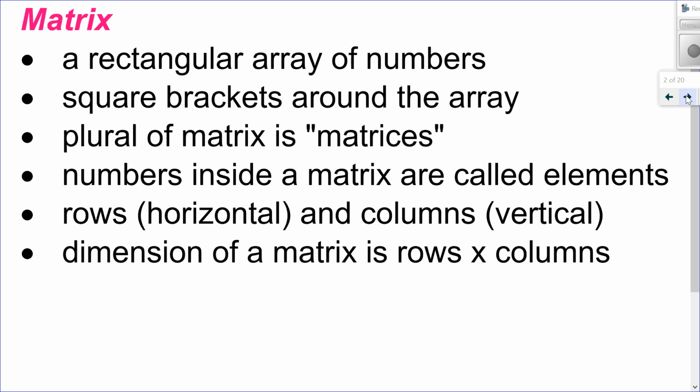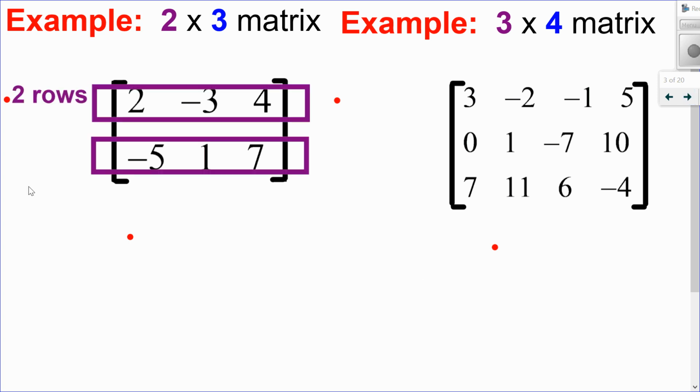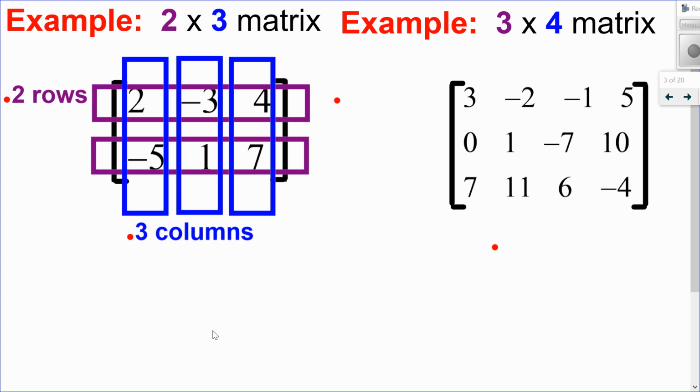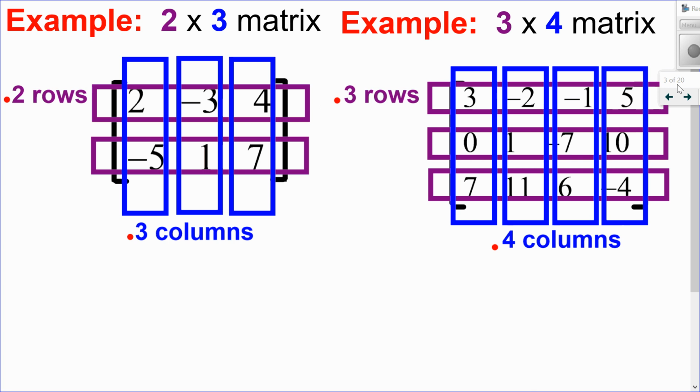Now the numbers inside the matrix are called elements, and those elements are arranged in rows horizontally and columns vertically. So if I want to talk about the dimensions of a matrix, I always list that as rows by columns. So here's some examples. This is a 2 by 3 matrix here. So we have 2 rows and we have 3 columns. This example right here is a 3 by 4 matrix because I have 3 rows and I have 4 columns. So whenever we deal with the dimensions, it's always rows by columns.